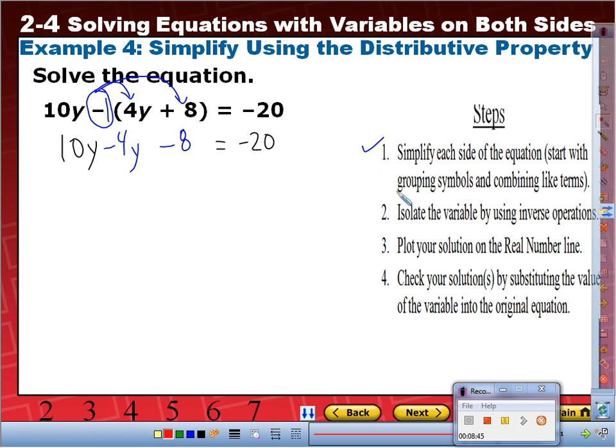So we already did grouping symbols. Can we combine like terms? Yes, right here, the 10y and the negative 4y. So what is 10y minus 4y? Positive 6y. Bring down the negative 8, the equal, and the negative 20. This looks familiar, doesn't it? Okay, finish it off by yourself, please.